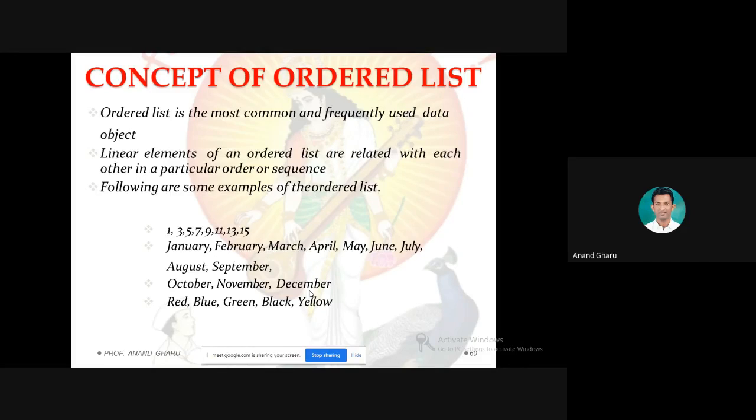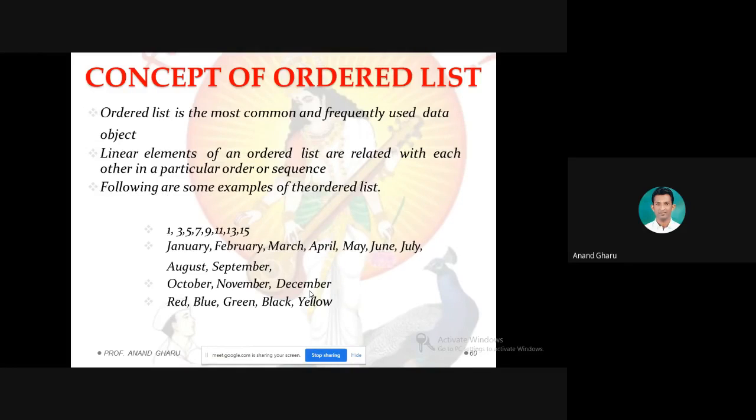Okay, these are examples: 1, 3, 5, 7, 9, 11. Now you can understand this. These are the odd number list, means this is the odd order. January, February, March, April, months. These are again ordered lists. Same type of element. Red, blue, green, black, yellow. Okay, means names of colors, but the same type of data are mentioned in the ordered list.